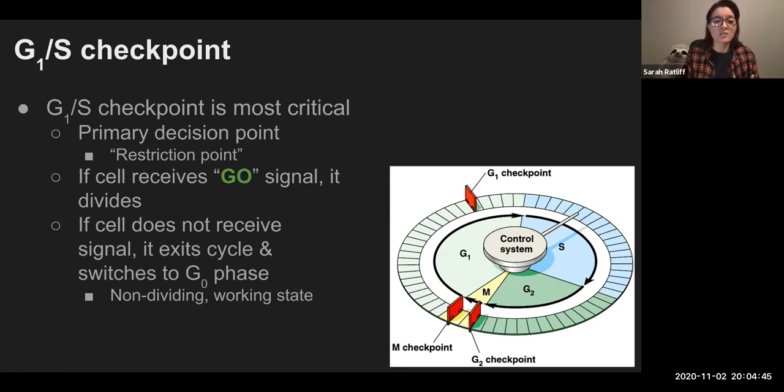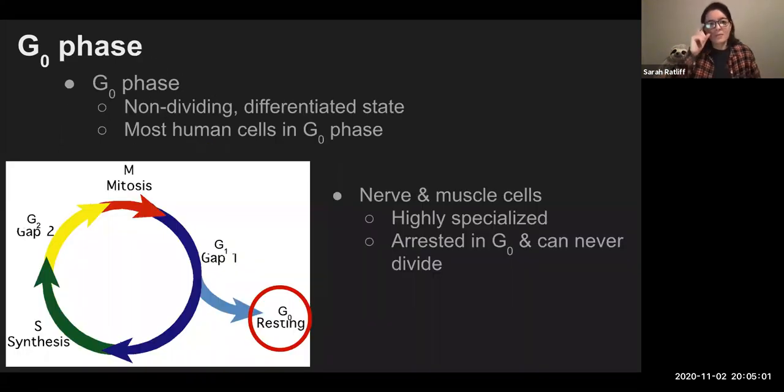If it doesn't get that go signal, it's going to exit this new cell cycle in interphase, and it's just going to go straight back to G0, doing nothing. G0, zero is nothing. It just chills. Non-dividing, differentiated state. Most human cells are actually in this G0 phase. Our brain cells, our nerve cells, our muscle cells, those are in G0 forever, until we die. They can never divide again. So once we hit that adult point in our life, we cannot form more nerve cells, cannot make new muscle cells.